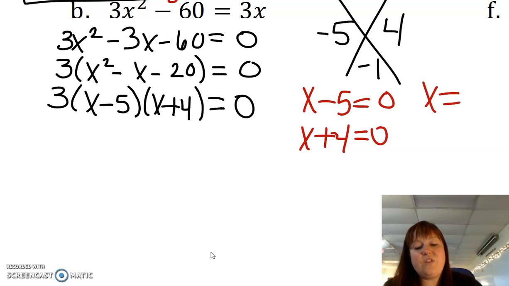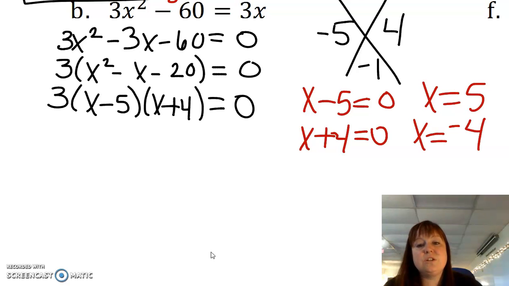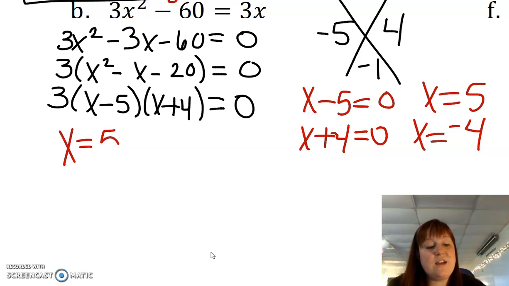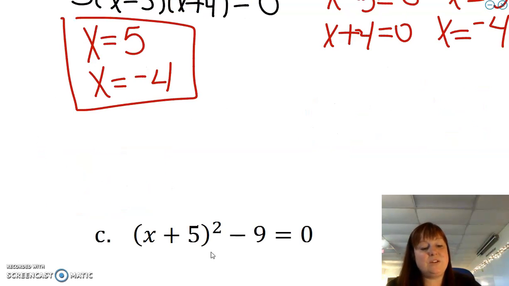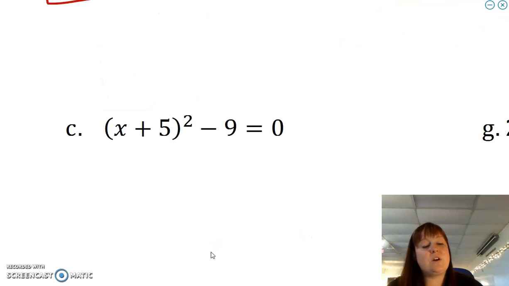Therefore, x equals 5 is one solution, and x equals negative 4 is another solution. So the two solutions to this quadratic are x equals 5 and x equals negative 4. That's where it crosses the x-axis. That was a lot easier than the quadratic formula because it factored, right? Okay, here's one that we're going to solve with square roots.